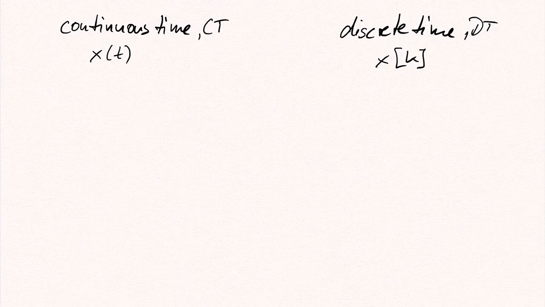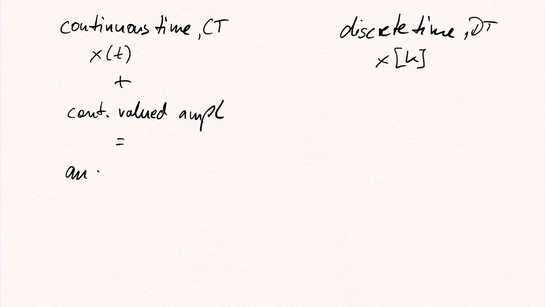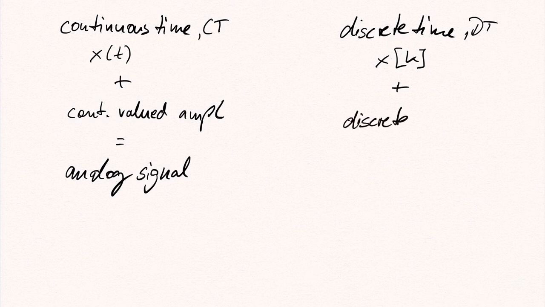If a CT signal is not only a function of the continuous time t, but also its amplitude is continuously valued, then this is called an analog signal. On the other hand, if a discrete time signal is not only discrete in time, but also its amplitude is discretely valued, this is called a digital signal.